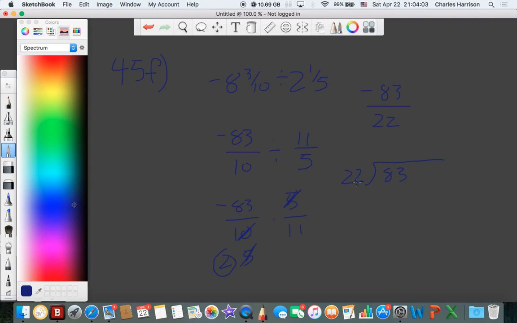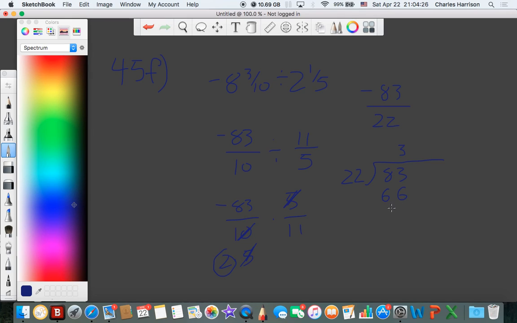How many times does this go into this? Well, it would be almost 4 times, but not quite, right? 4 times 20 would be 80, and then 4 times 2 would be 8. So if it was 4 times, it might work if this was bigger, like 89, but it's not. It's smaller, so only 3 times. And that is 66, like so.